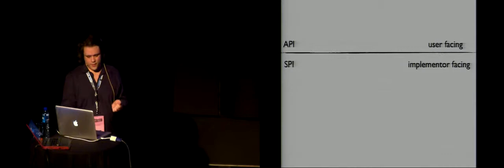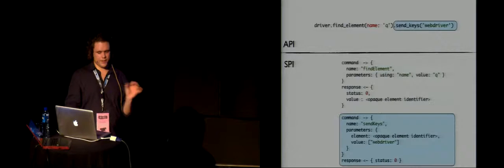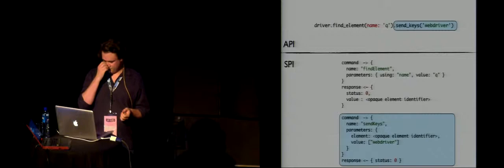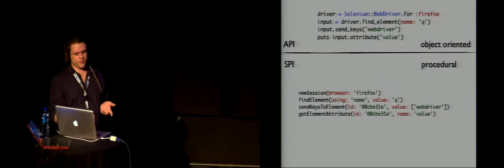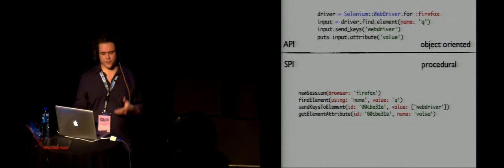This is basically what it looks like. You can find an element, that's a command and response pair, and actually sending keys to that element, sending keystrokes, is another command and response pair. The user-facing API is object-oriented. The SPI is procedural. You'll notice the web element abstraction: we get an element back, but it's not present. There are just opaque identifiers being passed back and forth.